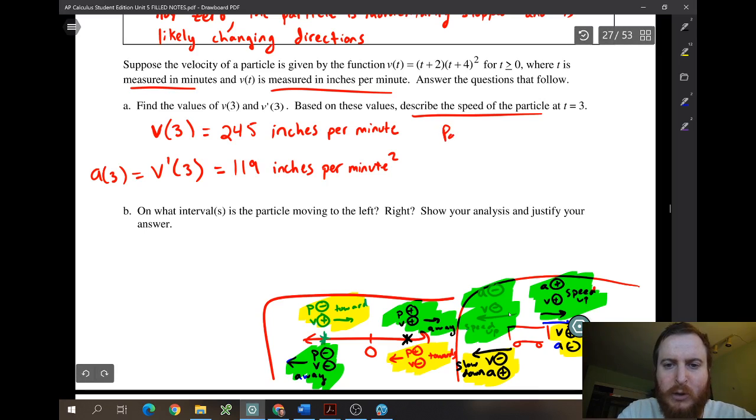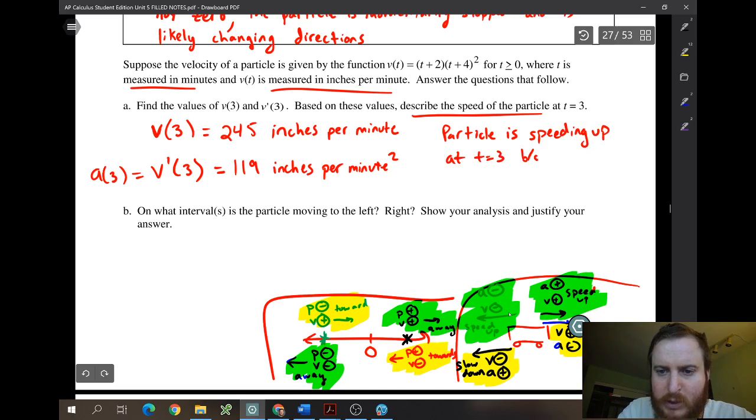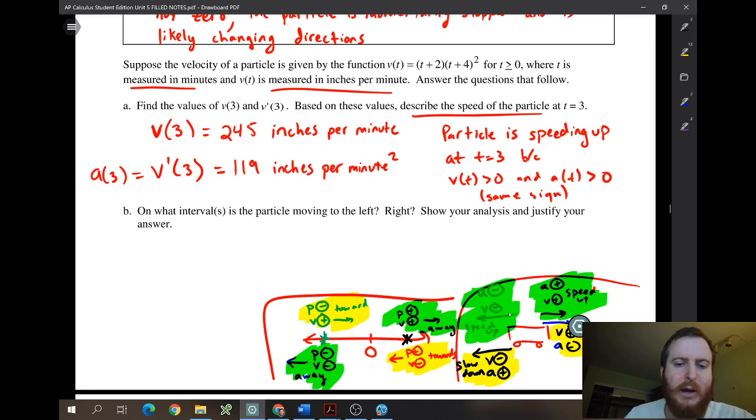So we'll say the particle is speeding up at time 3. Because, and I like to just kind of say v of t is greater than 0 and a of t is greater than 0. Right, they have the same sign. If you want to kind of put same sign, you can. But I always like to do greater than 0 or less than 0. That kind of helps out.